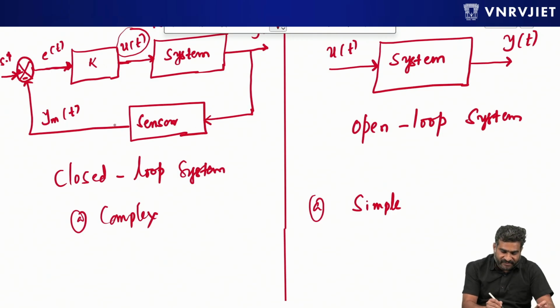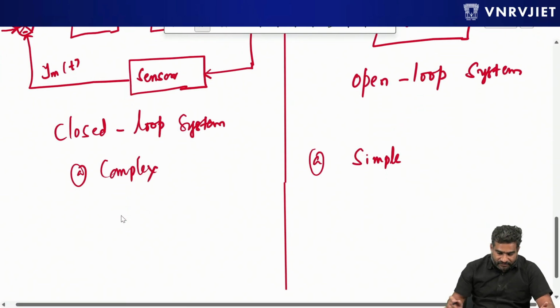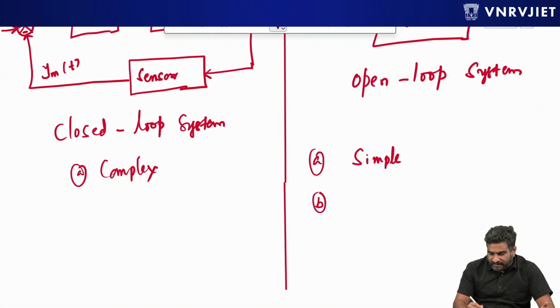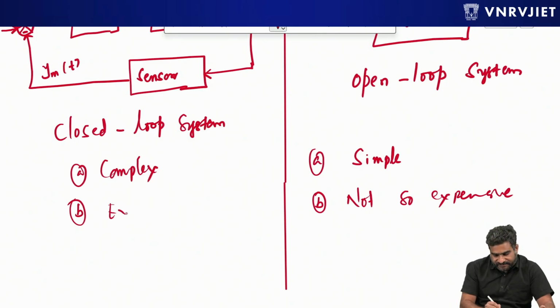This is the sensor, and this is generally referred to as a controller, right? Because of these two terms, closed loop systems are more complex than open loop systems, right? But the closed loop systems are expensive. The open loop systems are simple and not so expensive, whereas the closed loop systems are expensive.